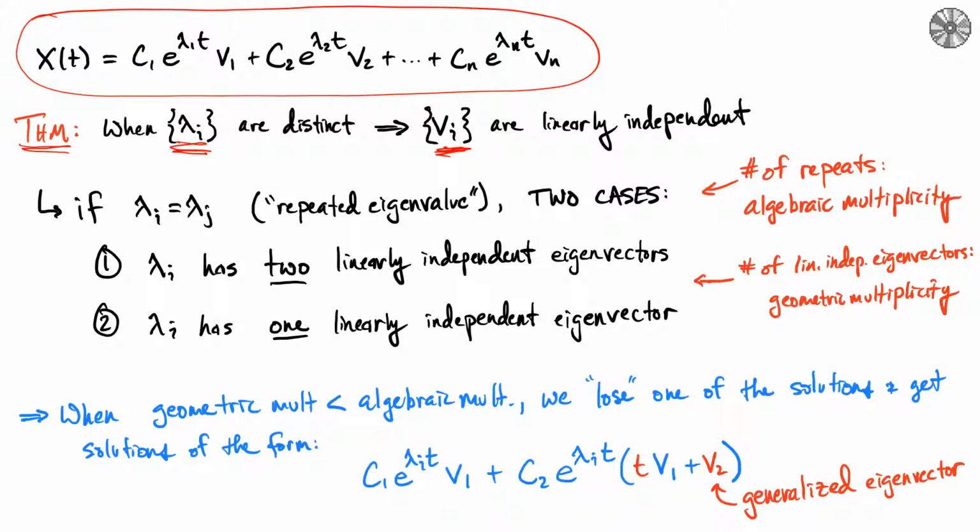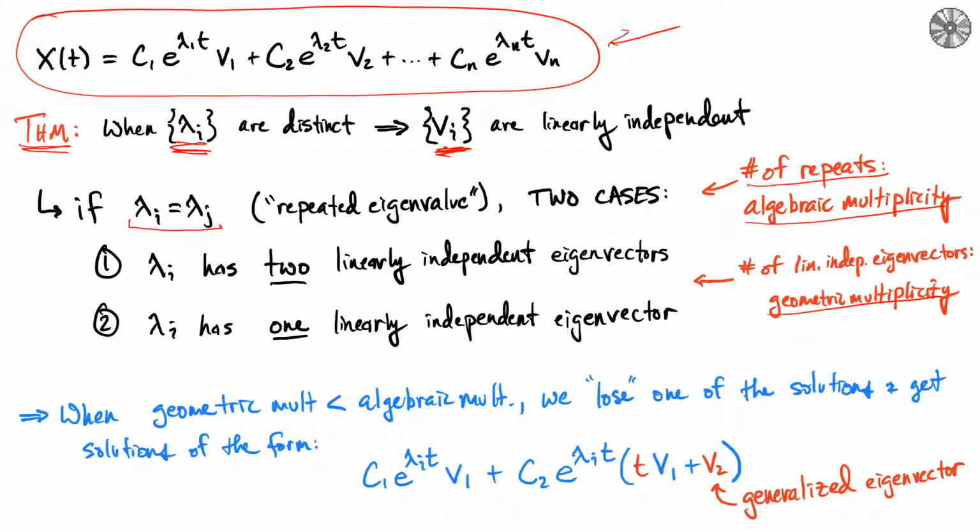However, the corollary to that is that if we have a repeated eigenvalue, some value that gets repeated multiple times, if we have n eigenvalues, we have anywhere from 1 repeat to n repeats. And so there are two options. The number of repeats is called the algebraic multiplicity. And you can either have geometric multiplicity that is equal to algebraic multiplicity or not.